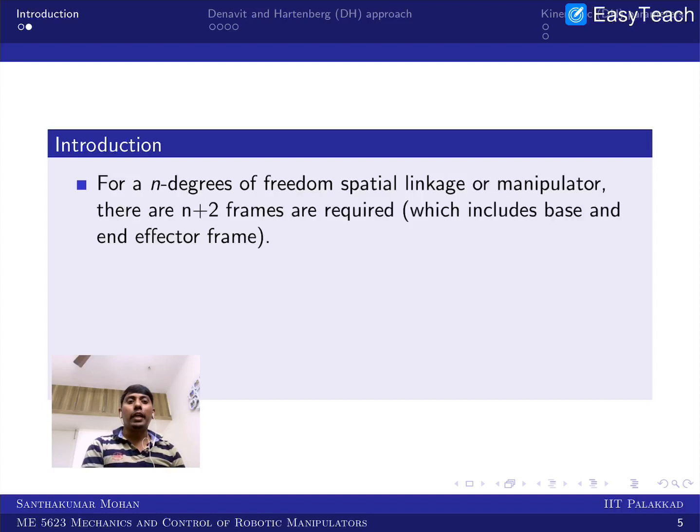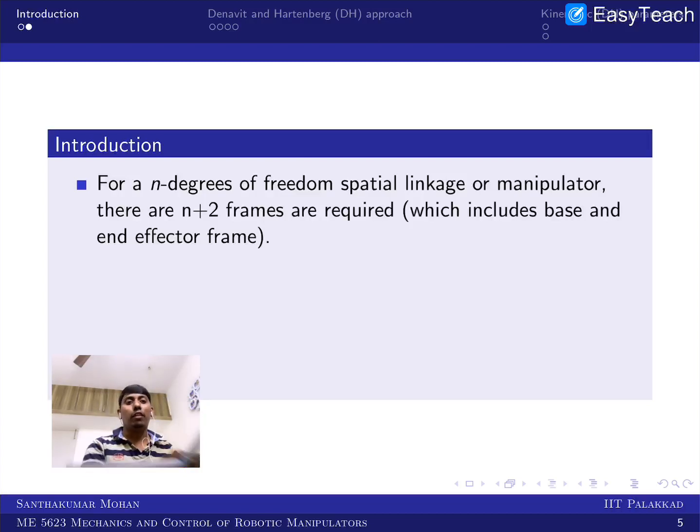So you know, n degrees of freedom means it would be associated with at least n plus 1 bodies, because the ground is also one additional body. So that is the case. Then you actually require n plus 1 frames. In addition to that, I assume the end effector, or you can say the end point where the operation is happening, so I need to associate it with one more frame.